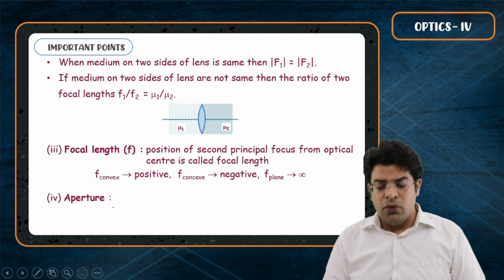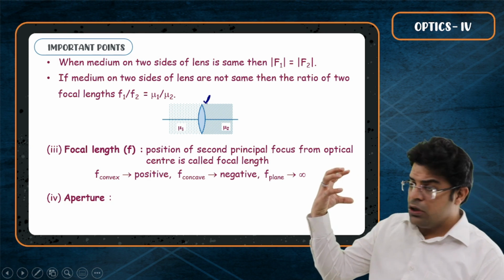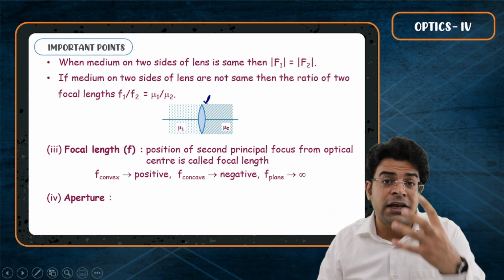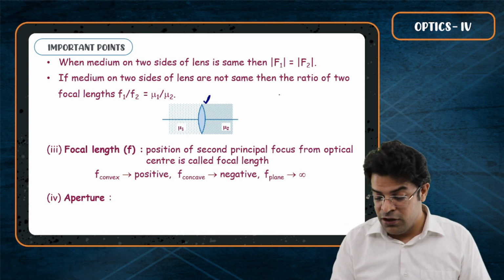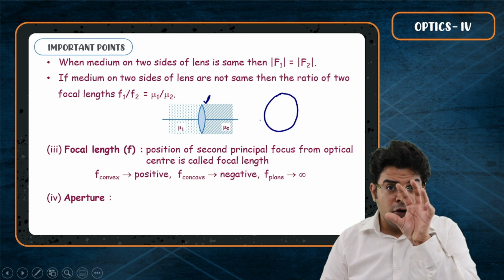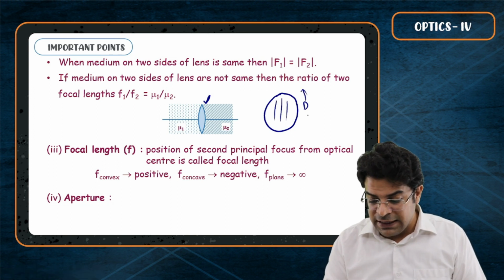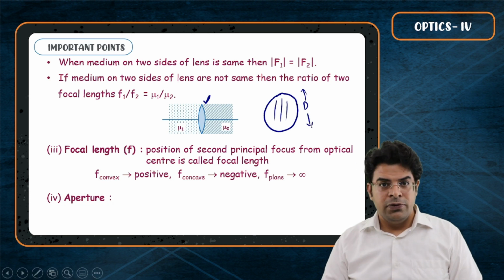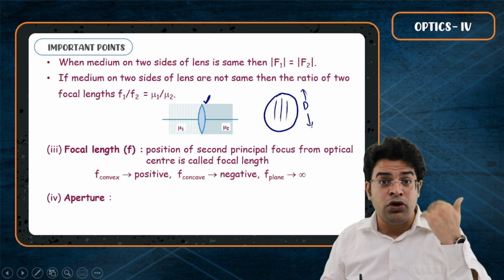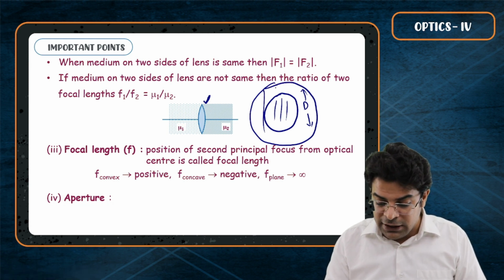If you look at the lens from the front, like the lens of a DSLR camera which I'm talking to right now, it appears to be a disc. Now, the diameter of this lens is called the aperture. How much light will pass through this lens depends upon the area of the lens.